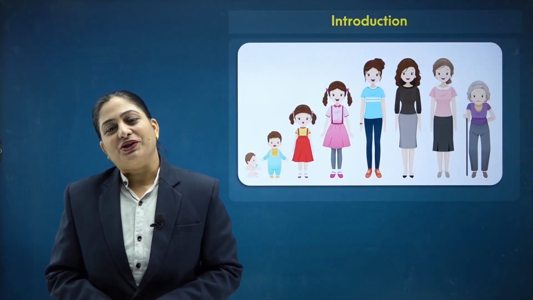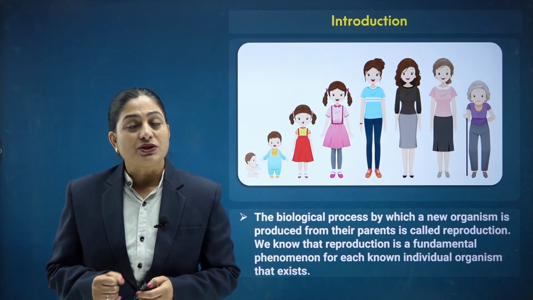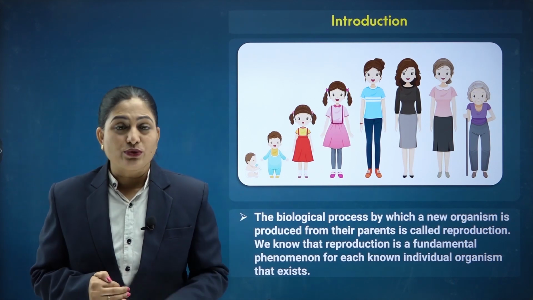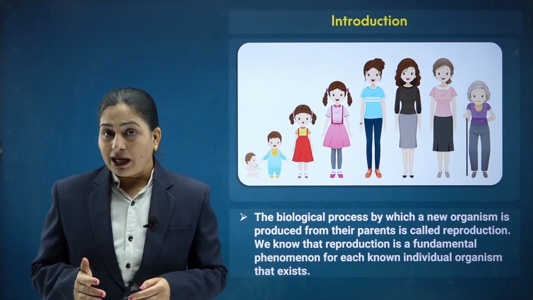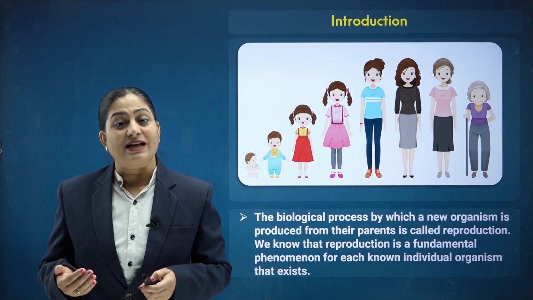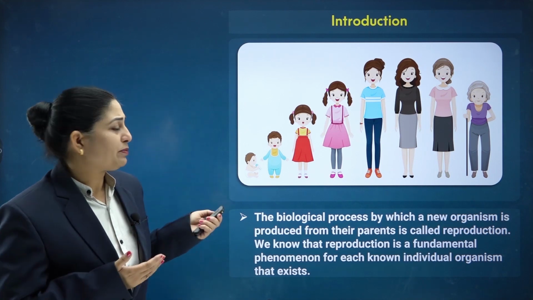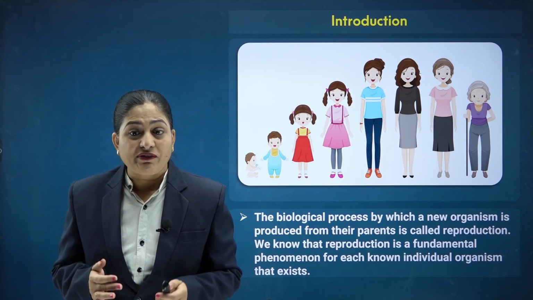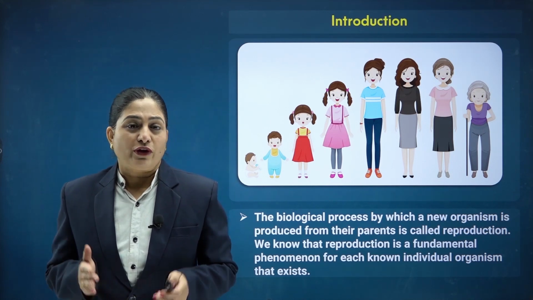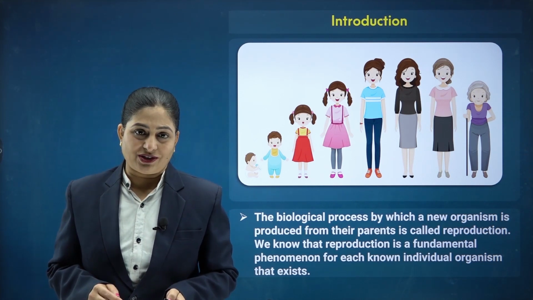When we talk about the introduction, reproduction is a biological process of formation of a new organism that is produced from its parents. Basically, the biological process by which a new organism is produced from its parents, we call reproduction. Reproduction is a very fundamental process for each species so that the organism can exist in nature. For an individual to exist in nature, this phenomenon is very, very important.